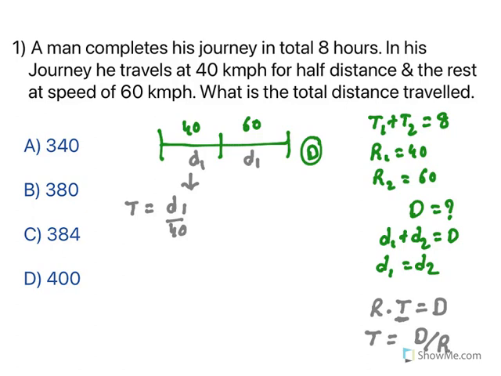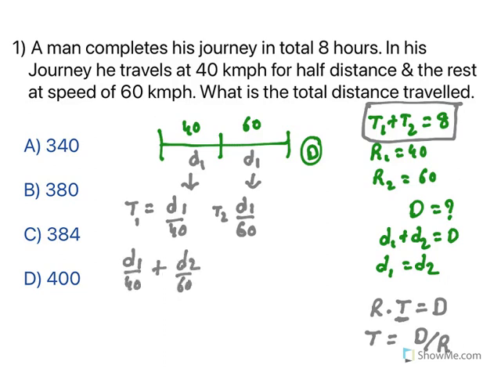What is the rate here? Now what is T here? Here also the distance is D1, but the rate is 60, right? Now look at this. T1 plus T2 equal to 8. So this is T1, this is T2. If you combine them, that means D1 by 40 plus D2 by 60 should be equal to 8 according to this. Now, when you solve this, what do you get?